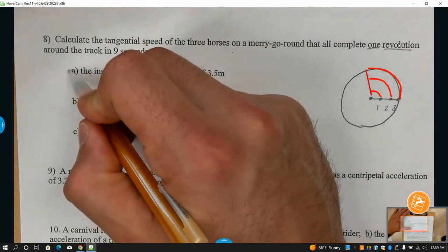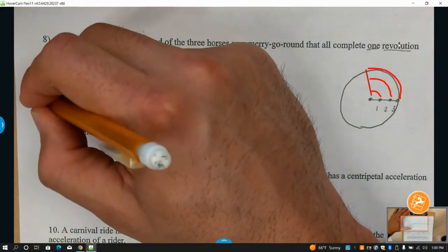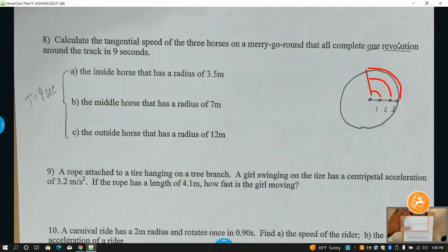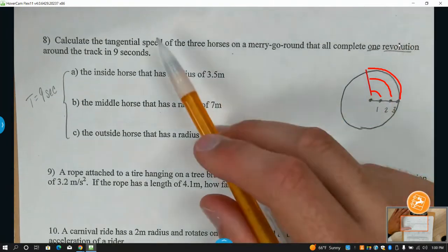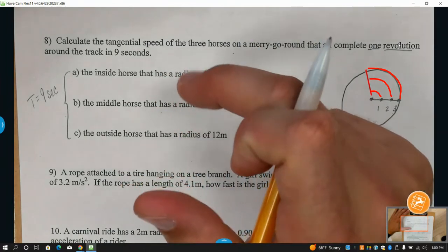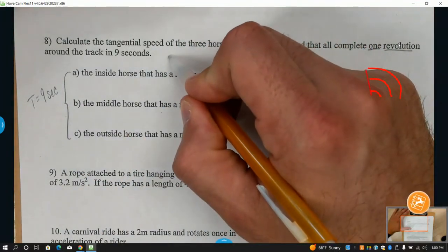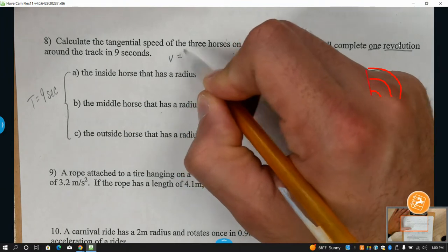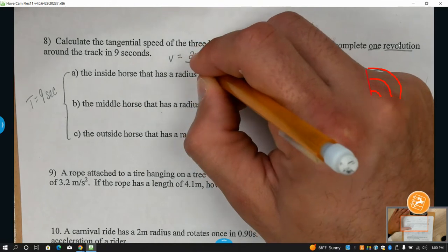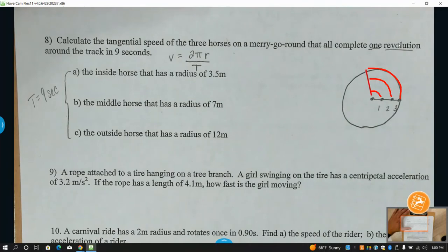So that means for all of these, the period is 9 seconds. So you want to write that in for number 8. And what they want you to do is calculate the tangential speed. So remember, tangential speed, tangential velocity, linear speed, linear velocity, they are all referring to the same thing. They're referring to the v, which is going to be 2 pi times r, divided by the period. So now this problem should become much easier.